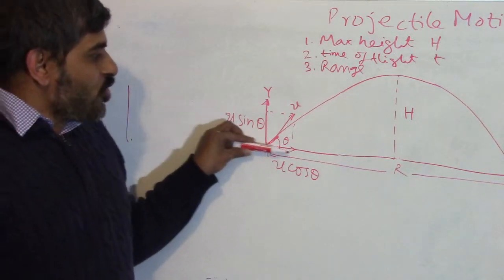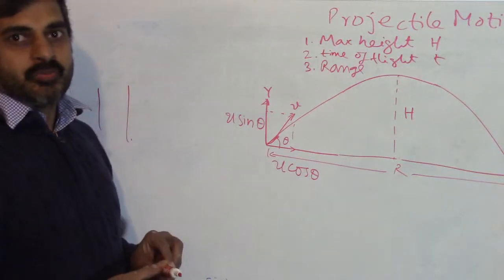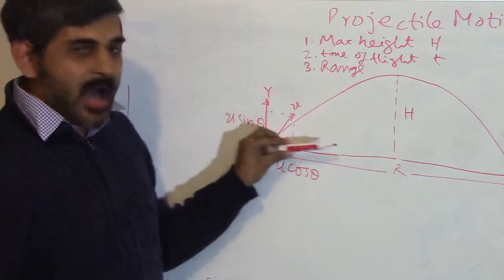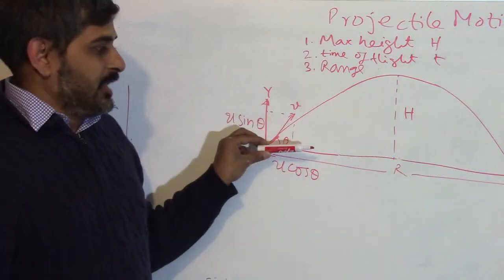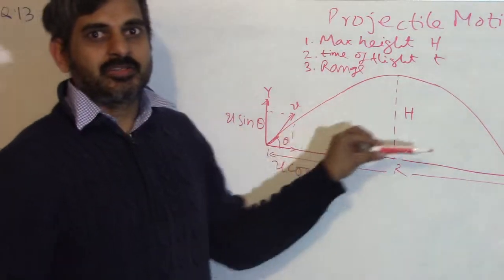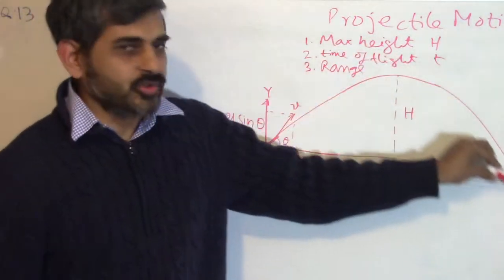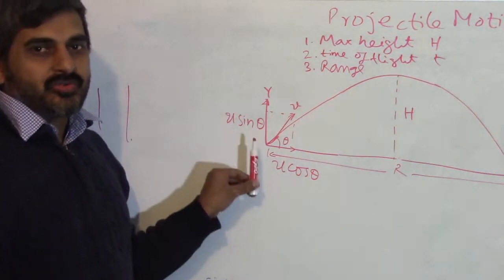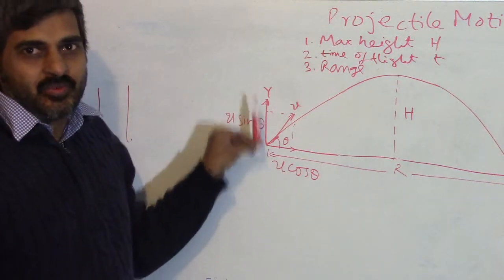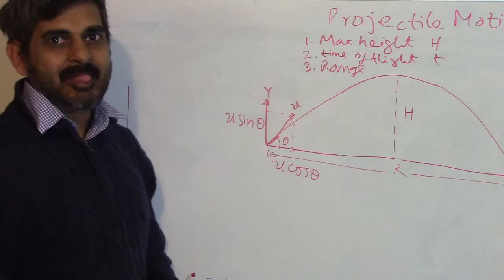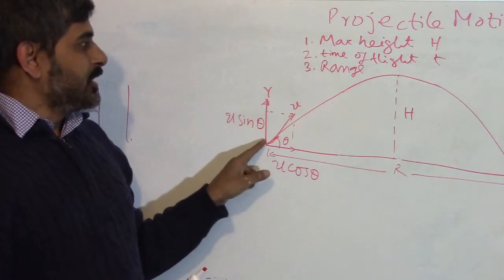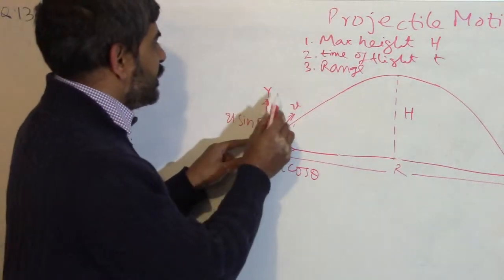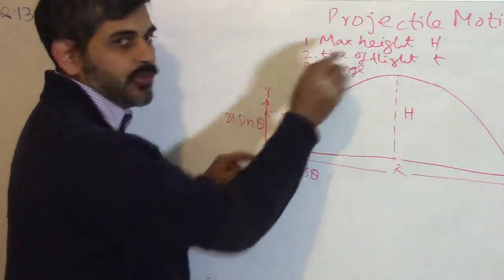What is happening in the u cos theta direction? The u cos theta is a velocity component. There is no acceleration working against this velocity. There is nothing that is either reducing or increasing this velocity. It's constant throughout the motion along this path. What about the vertical velocity? The vertical velocity u sin theta is working against the force of gravity. This velocity is not constant all along the path. The effect of gravity reduces it as it moves along.